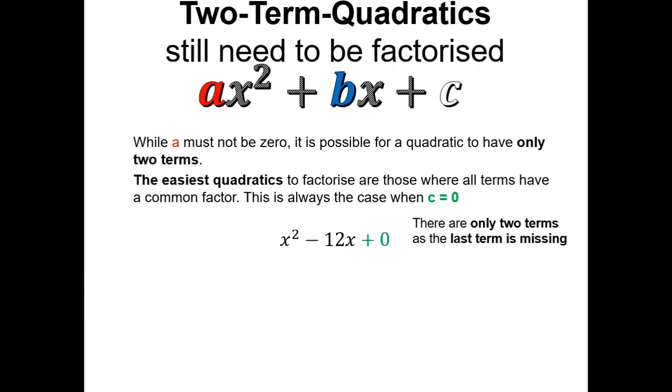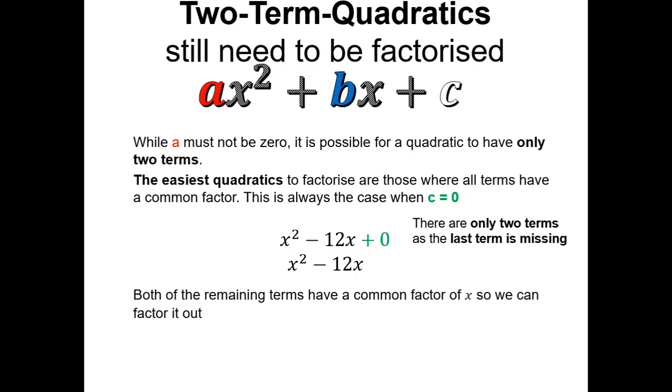So here's an example. I've let c be equal to 0, and I've even written that for you. So you can see it started with 3 terms. I've still got the x squared term, minus 12x plus 0, which can simplify to just x squared minus 12x. That is not a linear equation because it's still got an x squared term in it. That's the most important term to define a quadratic. And it's got an x term, and these two remaining terms have a common factor of x.